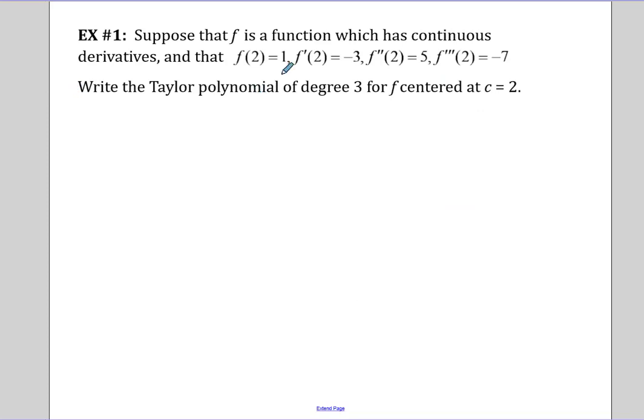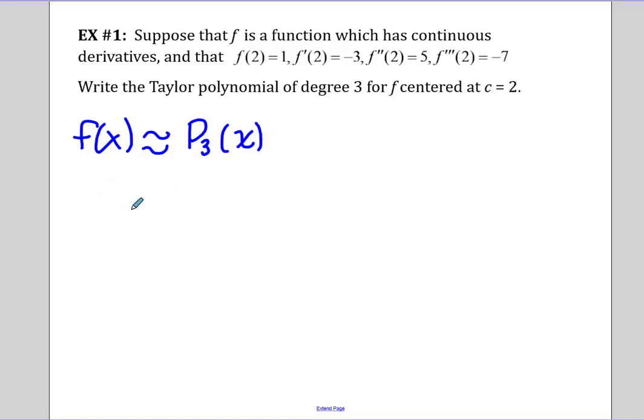So now let's suppose that f is a function which has continuous derivatives, and we know that f of 2 is 1, f prime of 2 is negative 3, f double prime of 2 is 5, and f triple prime of 2 is negative 7. If we want to write the Taylor polynomial of degree 3 for f, centered at c equals 2, then we would say that f of x is approximately equal to p sub 3 of x, which was our first definition 2 slides ago.